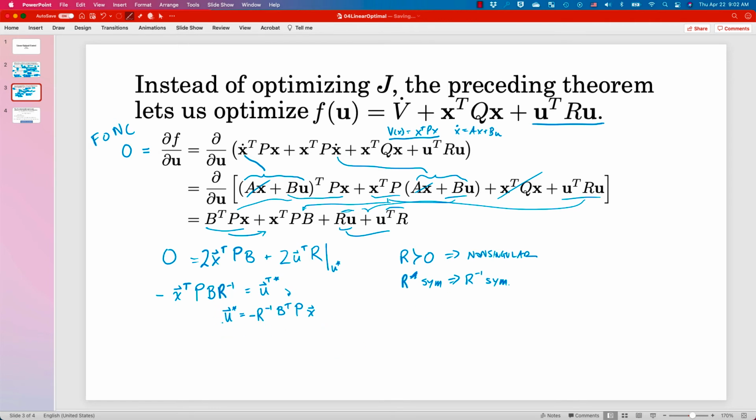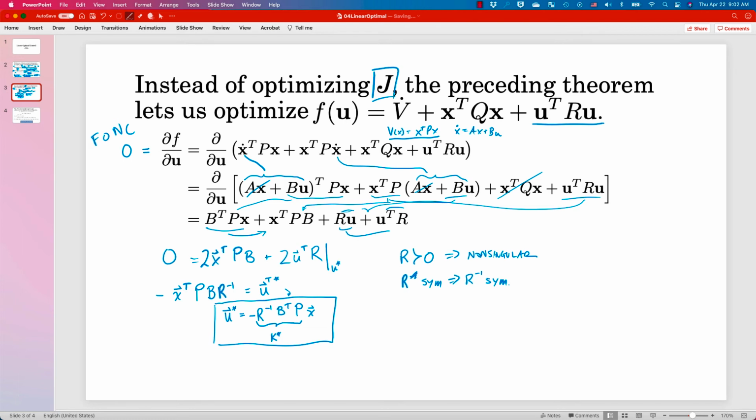So there you have it. The control that optimizes the cost function, J, has the form of a full state feedback controller. I'm going to often abbreviate this matrix K star. It's a different K than you would get from your eigenvalue placement or your Ackermann algorithm, but it is nonetheless a full state feedback control.